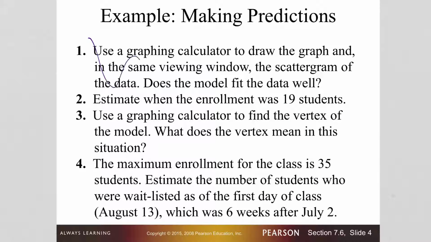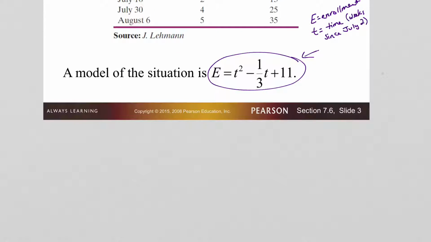We're not going to do step number 1 because we're not going to use graphing calculators in here. On part number 2 it says we want to estimate when the enrollment was 19 students. So I'm going to put 19 in for E and solve this. I'm going to scoot this up and put 19 is equal to t squared minus 1/3 t plus 11. Now I want everything equal to 0, so I'm going to subtract 19 from both sides. Notice how I put the like term underneath its like term.